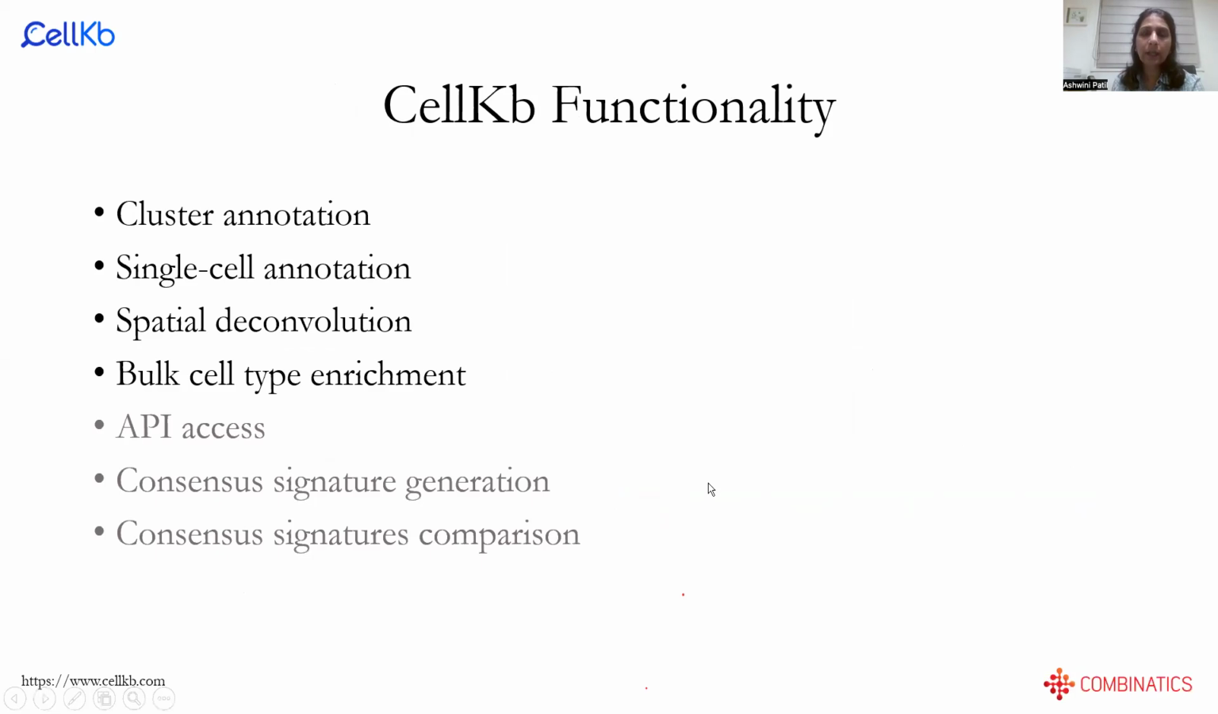So the functionality that is available to you through the core is cluster annotation, single cell annotation, spatial RNA-seq deconvolution, so spot deconvolution, and bulk RNA-seq cell type enrichment. CellKb also provides API access. So if you have a pipeline and you want to integrate CellKb functionality or annotation into your pipeline, you can do that with API access. And we have a lot of users who actually do this.